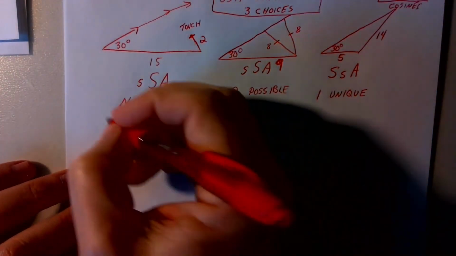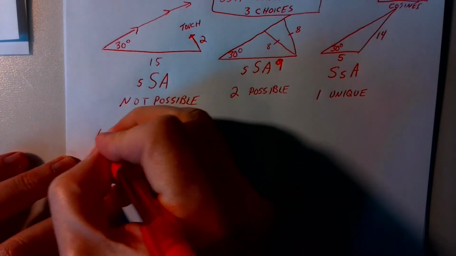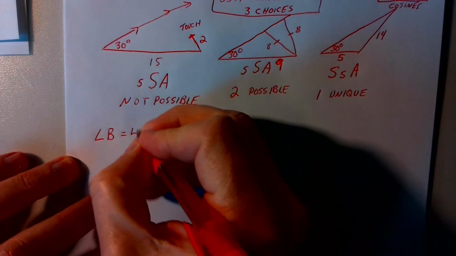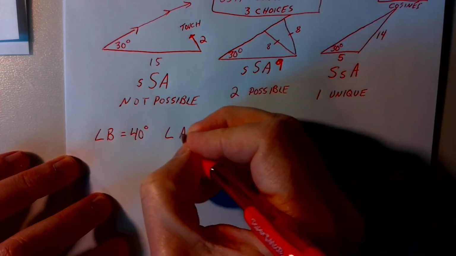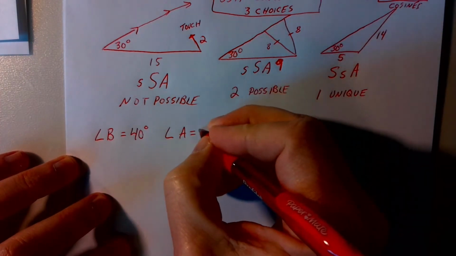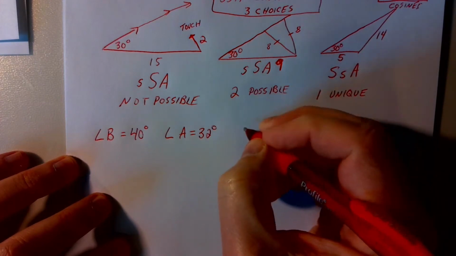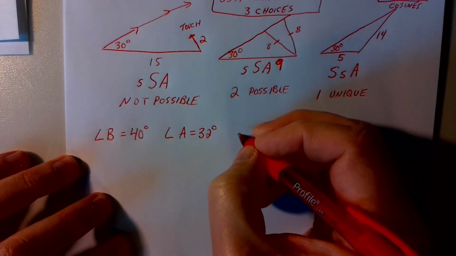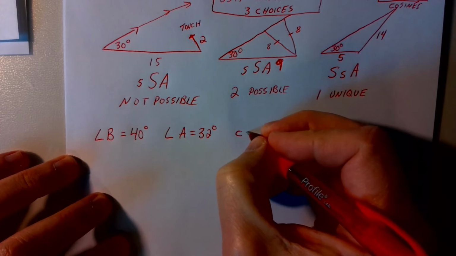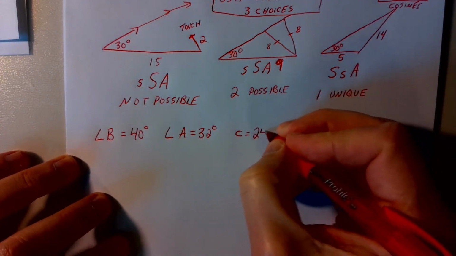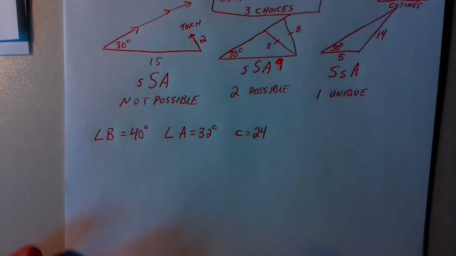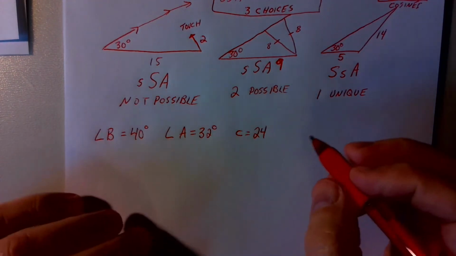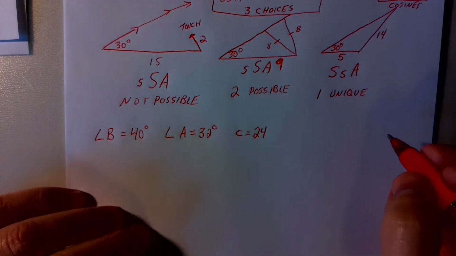The first one I'm going to do is give you an angle B, and I'm going to make that 40 degrees. I'm going to give you an angle A, and make that equal to 32 degrees. And I'm going to give you a side C, little c, and let's make that 24. If I've given 3 bits of information, the first thing I'm going to want to do is draw a picture of this situation.